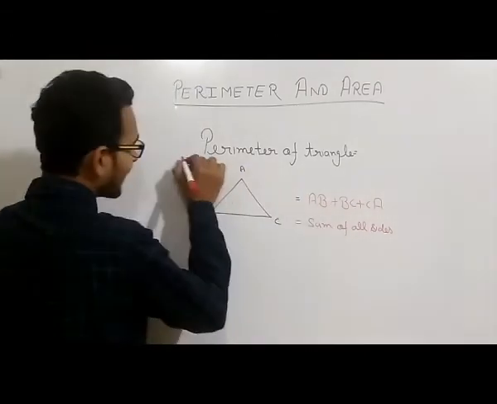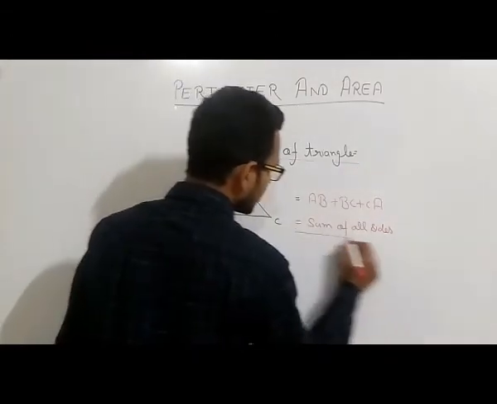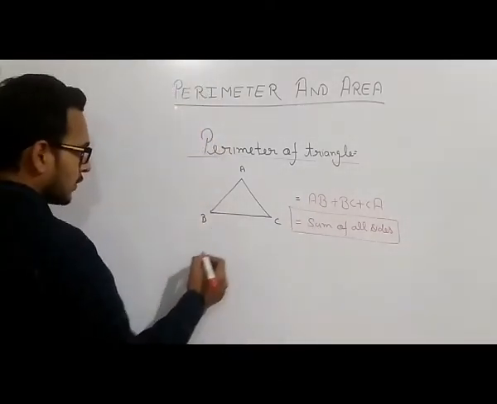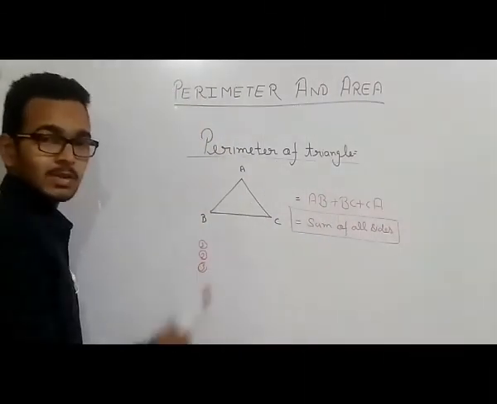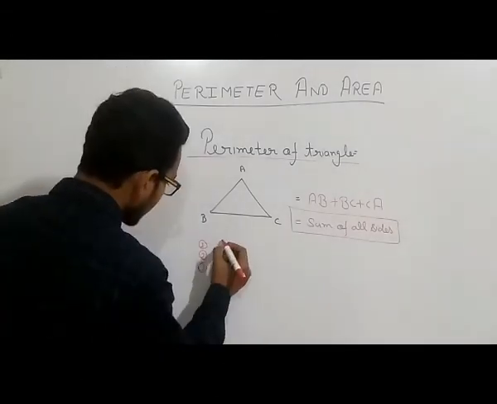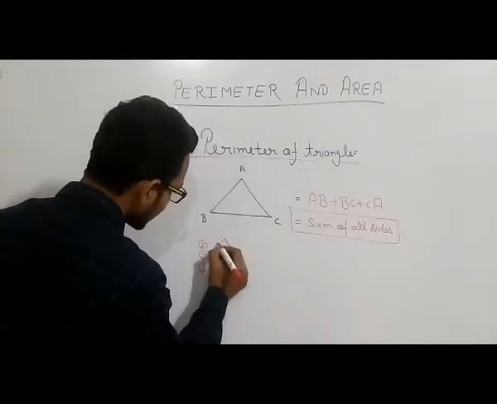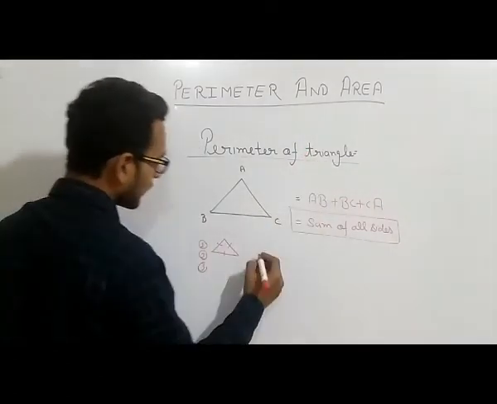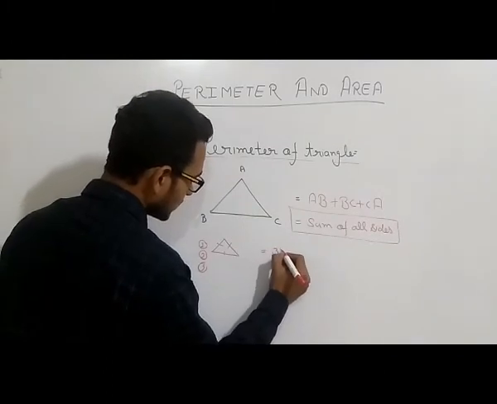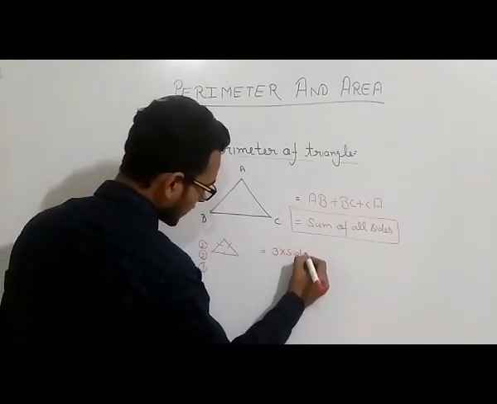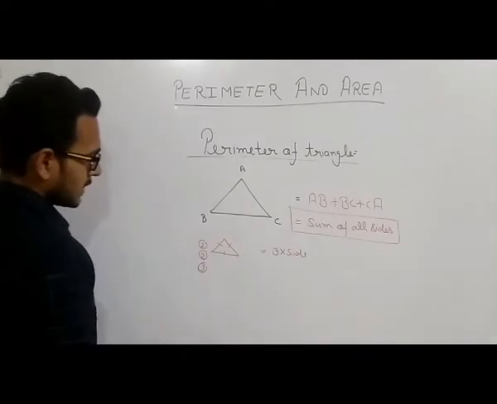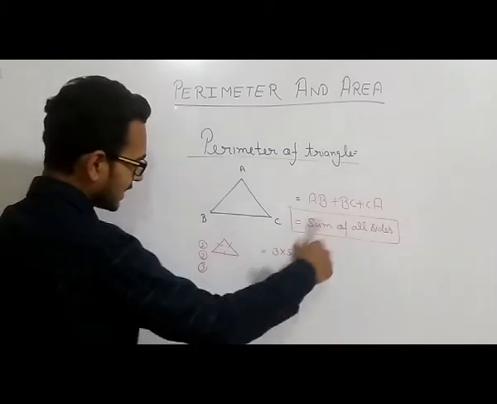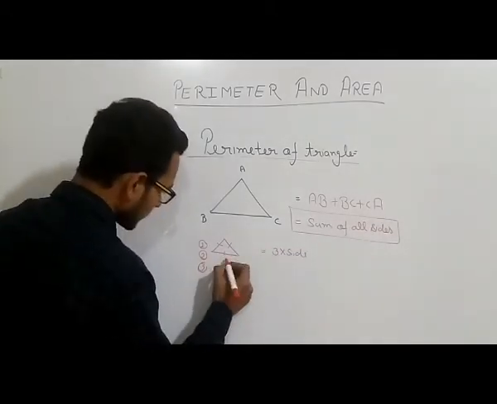So here the perimeter of a triangle is equal to the sum of all sides. You know very well triangles are of three types. First is known as the equilateral triangle. In an equilateral triangle all three sides are equal. In this situation the perimeter of the triangle is equal to 3 into side, because if one side is x centimeter, then x plus x plus x becomes 3x, meaning 3 into side. Here x is the side.